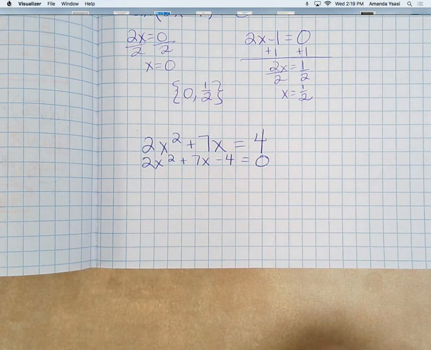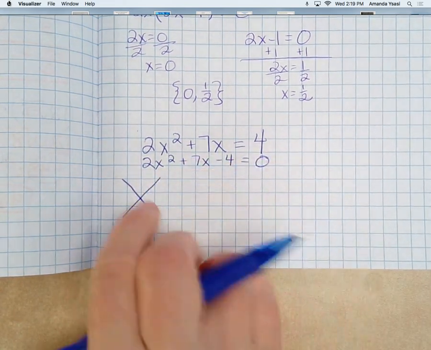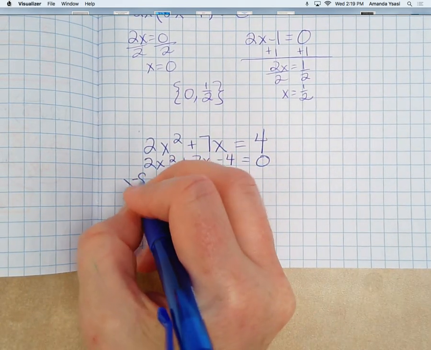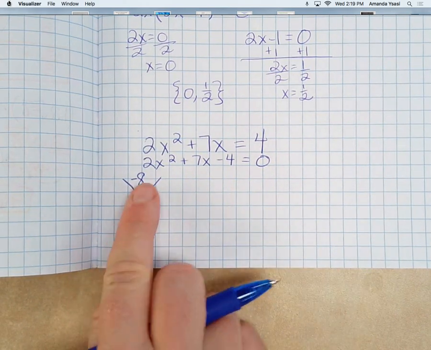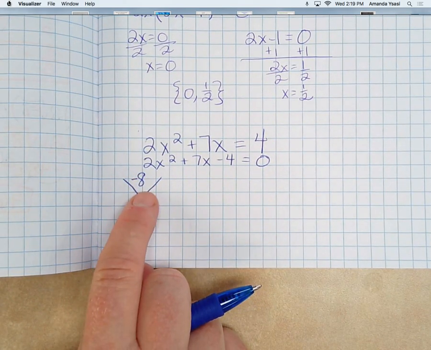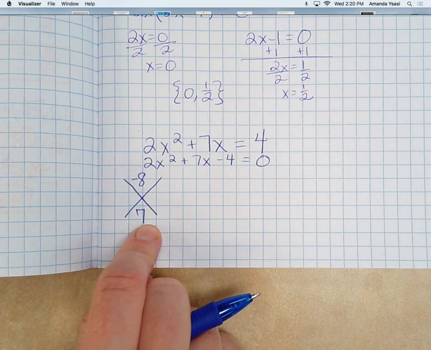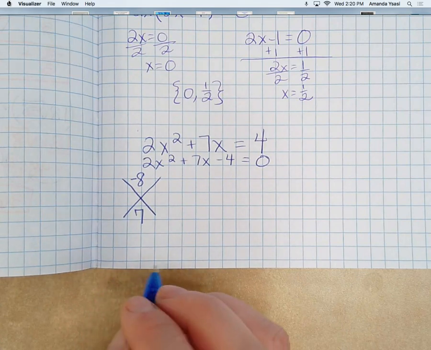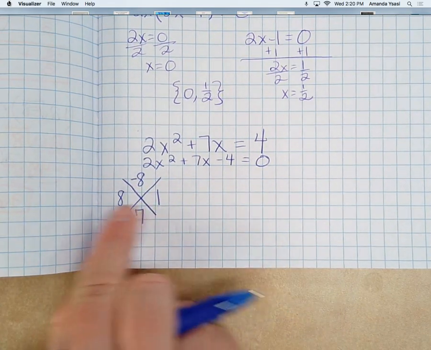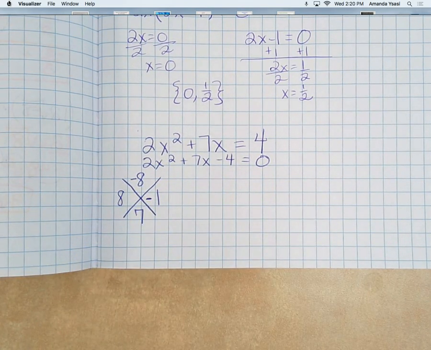Then we need to do the x box. So top is a times c, negative 8, with a sum of 7. So what numbers have, hold on. Product of negative 8, sum of 7. There we go. 8 times 1, but we need 8 positive and 1 negative. Okay, gotcha.